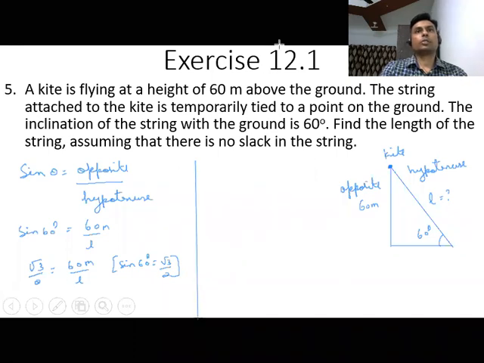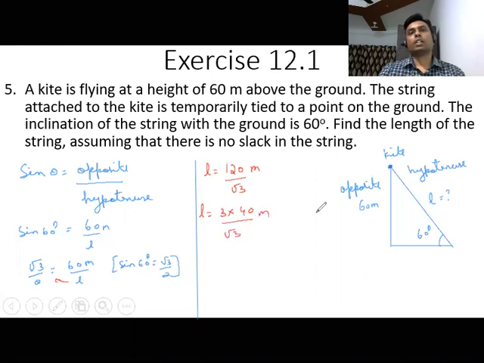Now you can substitute or cross multiply. If I take it on top, I'll get L is equal to 60 into 2, 120 meters by root 3. Now 120 I can write as 3 into 40, because root 3 is there. I'm looking for a 3 in the numerator. 3 into 40 is 120. So 3 into 40 by root 3 meters.